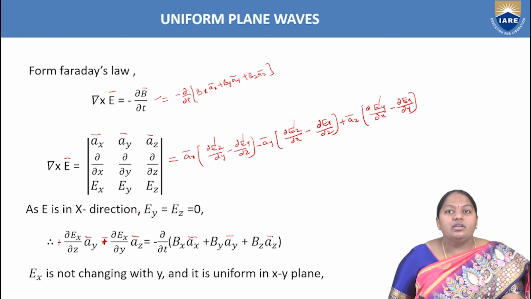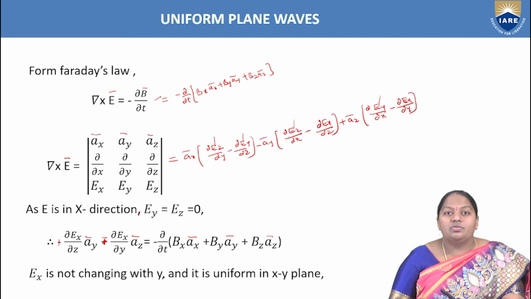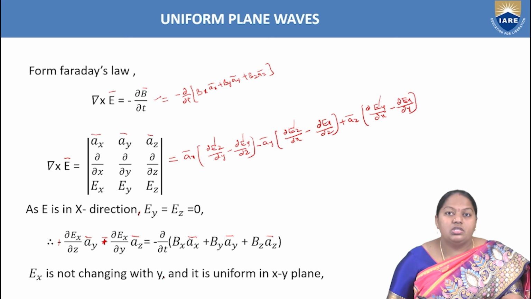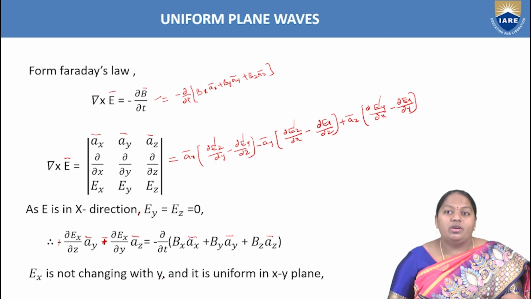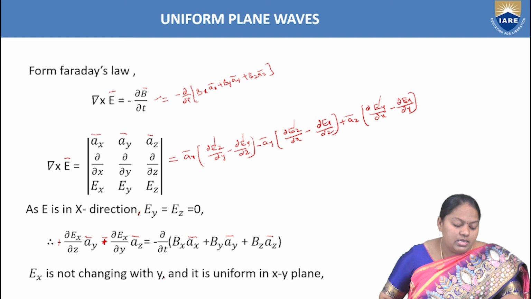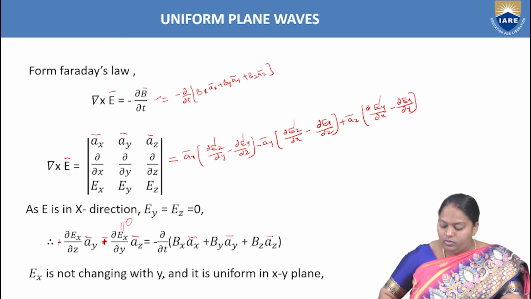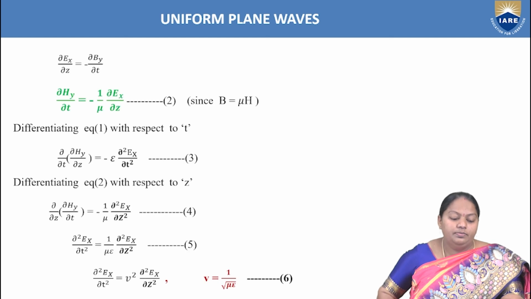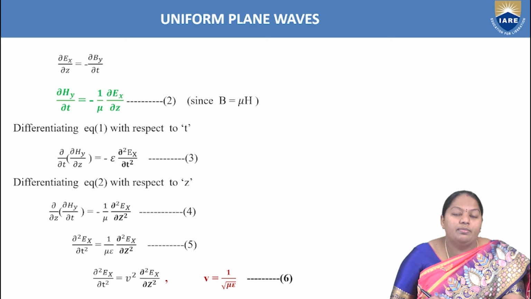So now minus dou by dou t into Bx Ax plus By Ay plus Bz Az. As E is in the x direction, Ey and Ez tend to 0. Similarly, Ex is not changing with y. Previously we considered that Hy is not changing with x. Now Ex is not changing with y, another assumption, and it is uniform in the xy plane, that is, the z equal to 0 plane. As Ex is not changing with y, dou Ex by dou y tends to 0. So the equation left out is dou Ex by dou z equal to minus dou By by dou t.